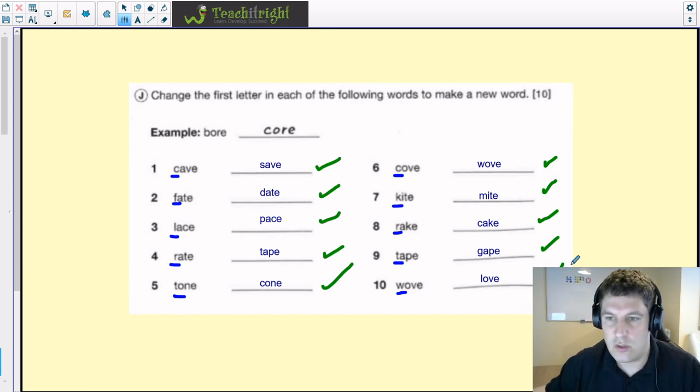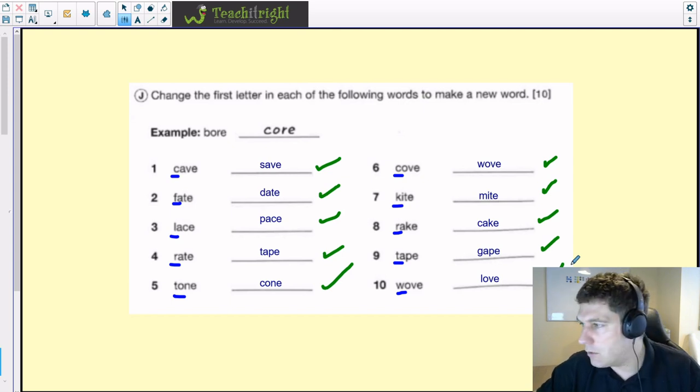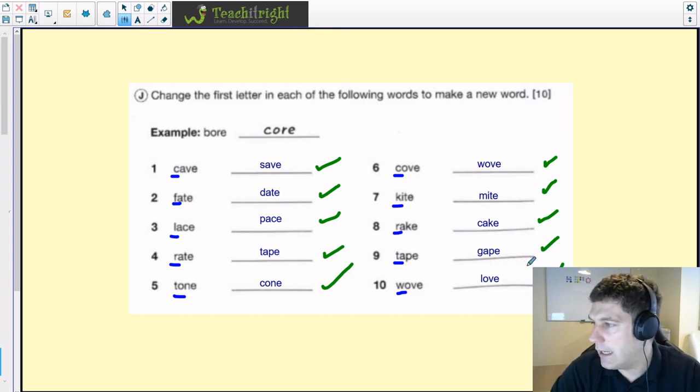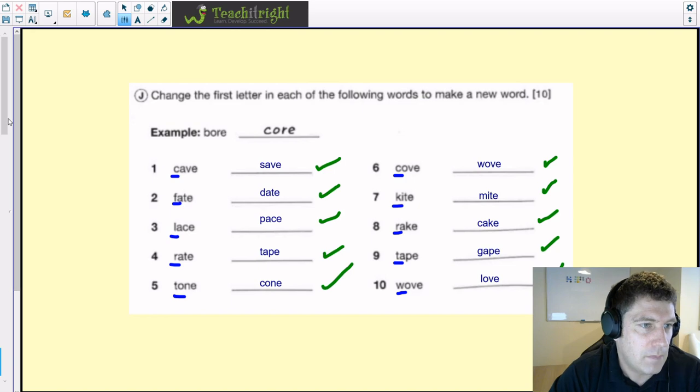So if you're not sure, just check by looking them up in the dictionary and double check. So well done if you've got all of those right. Apologies, I think my love tick is behind me, but I have ticked that one off for you.